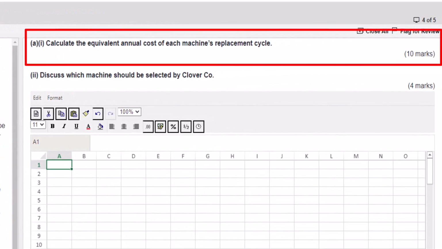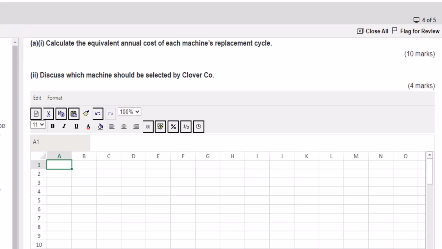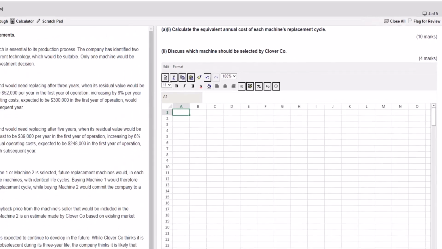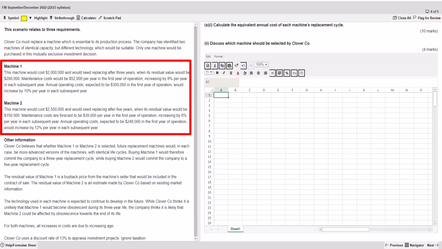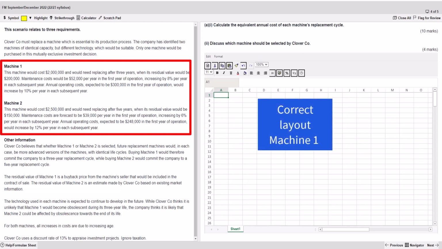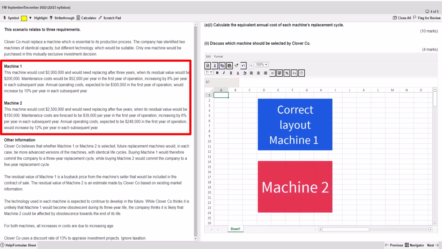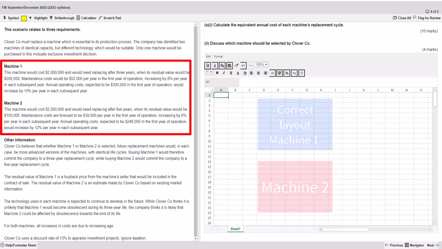It says calculate the equivalent annual cost of each machine's replacement cycle. That will be 10 marks. Now, as there's 2 machines, therefore you should assume it's 5 marks each. The same calculation is going to be required for both, just with different information and different years of operation. So it's important that you start with the correct layout. You can then copy it for machine 2, just adding 2 more years.